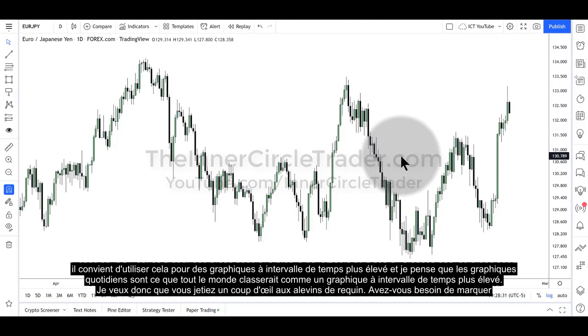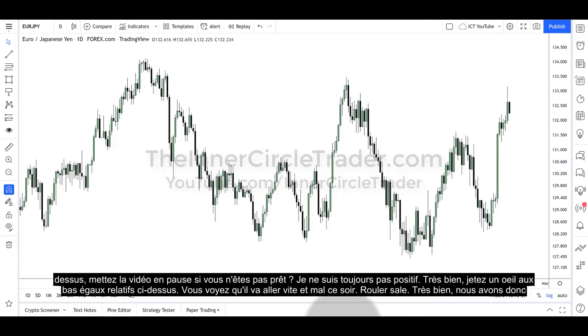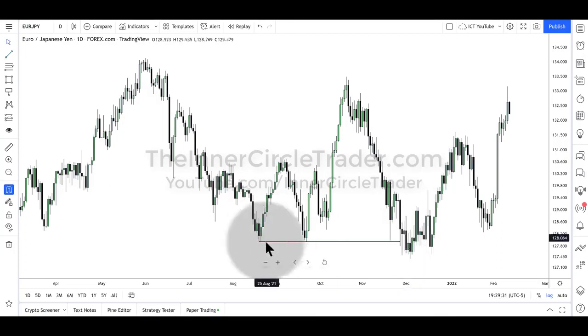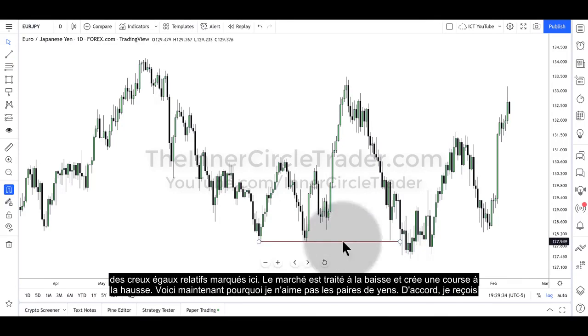So I want you to take a look at this chart before I do any mock-up on it. Pause the video if you're not ready. Take a look at the relative equal lows over here. It's going to go quick and dirty tonight. So we have relative equal lows marked out over here.